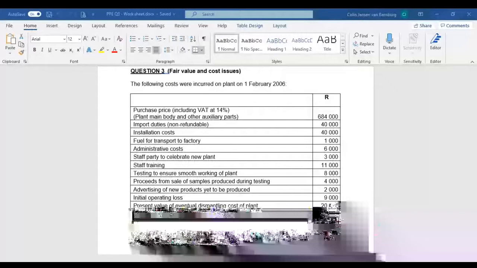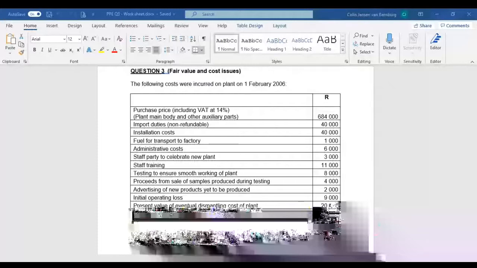So now we've got to ask ourselves again the same few questions. Is it a necessary cost? Yes or no? Yes. It is a necessary cost. You cannot go and produce with the plant unless you know that it is working. And then the other two questions. Does it change the location of the plant? Yes or no? No, you're quite right. It doesn't change the location. However, does it change the condition of the asset? Every time you adjust it to make it better, does it change the condition? Yes or no?